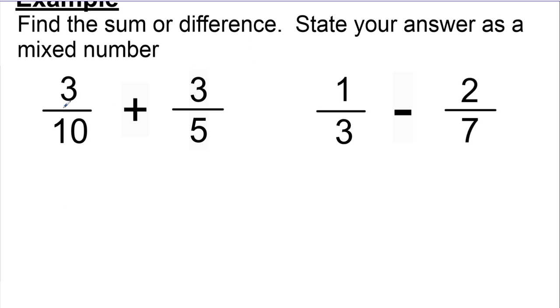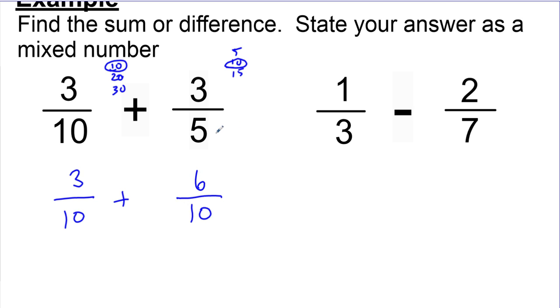The multiples of 10 are 10, 20, 30, etc. The multiples of 5 are 5, 10, 15. I'm going to stop because 10 shows up on both lists. So 10 is the least common denominator. This first one is going to stay the same, but this second one needs to have a denominator of 10. So I'm going to say 5 times 2 gives me 10, so 3 times 2 will give me a 6. I did, in this case, times 2 on the top and the bottom. That's how I changed it into an equivalent fraction.